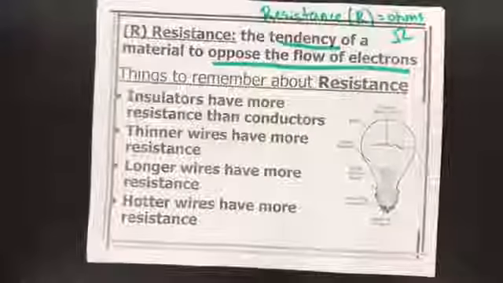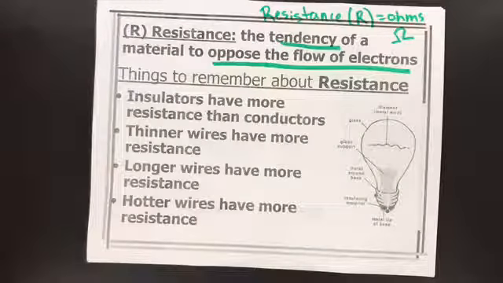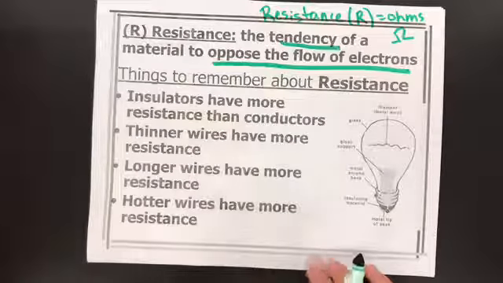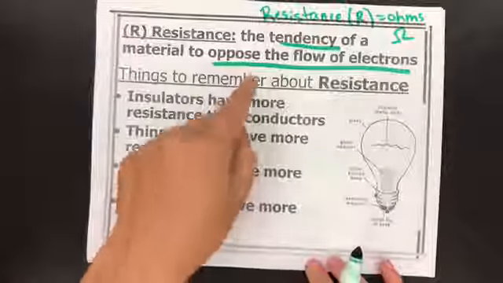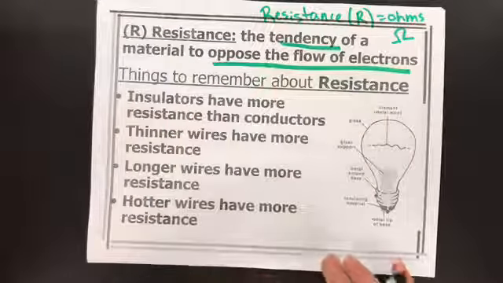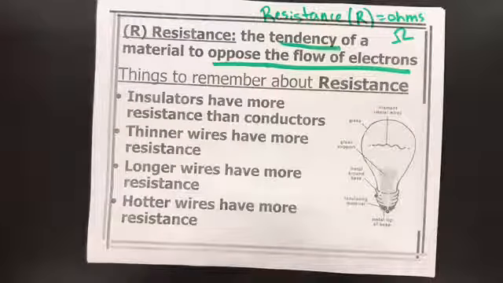So it's exactly that. If you're being resistant towards me, that means you are trying to not do what I'm telling you to do. Resistance in the electric current is the same thing. It's opposing the flow of electrons. Something is stopping those electrons or slowing those electrons down.